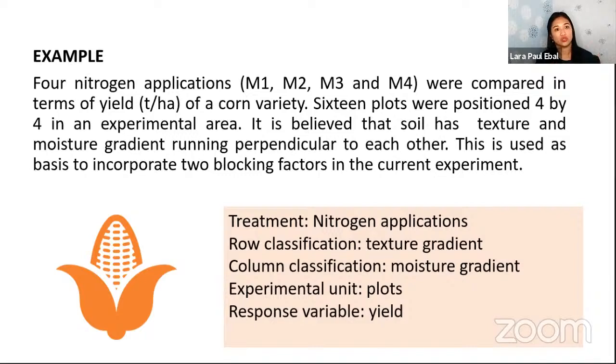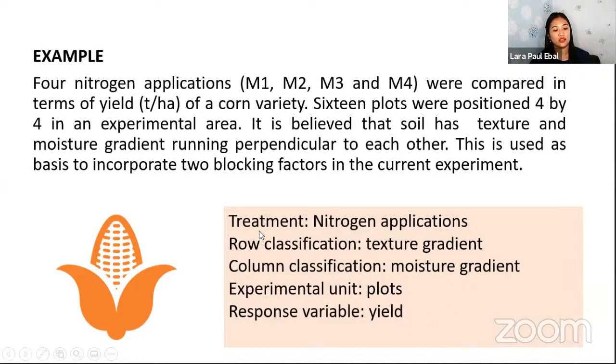And the moisture gradient. So siguro yung first level ay hindi masyadong, wala masyadong moisture. Okay, and then to this level na mas may moisture. So we have this moisture gradient and texture or soil texture gradient. So this can be now your blocks that can affect the yield, the responses, I mean. And then this is used as the basis to incorporate two blocks again in your current experiment. So we have this treatment, row classification, column classification, experimental unit, and the response variable.